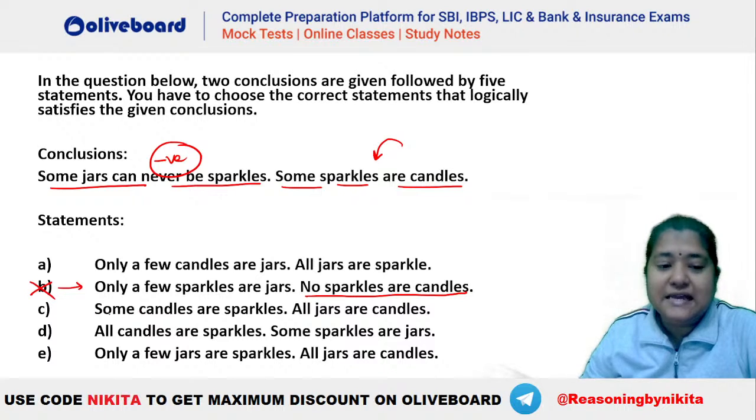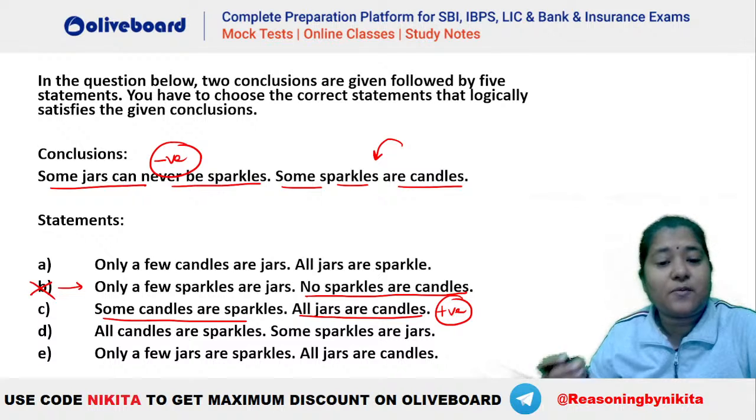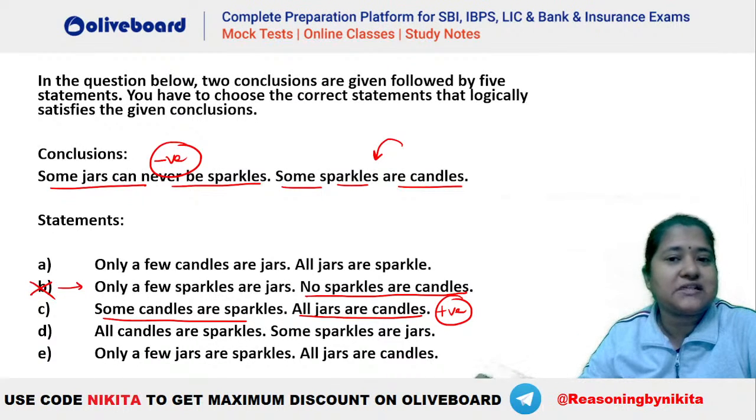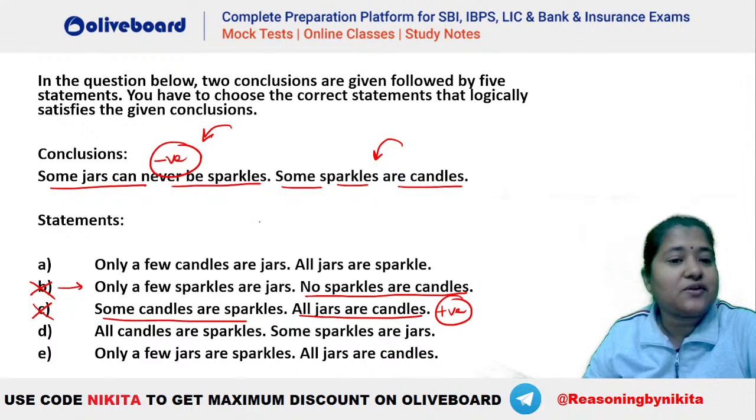है ना? Second में देखो, some candles are sparkles, all jars are candle. This is all positive statement, right? You can see both the statements are positive in nature. And we know, as per rule, from set of positive statement, you can never have a definite negative conclusion, right? That's not possible here. That means this is invalid. है ना? So this is again invalid here. So from a set of positive statement, you can never have a definite negative conclusion.